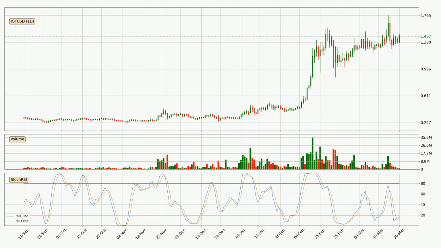Looking at the daily stochastic RSI, we can see that the crypto is being oversold because the %K and %D lines are in the lower region. A change in the trend can be expected, or for the crypto to remain at least stable for some time. The K line is currently above the D line, which shows that the trend has shifted to the upside.